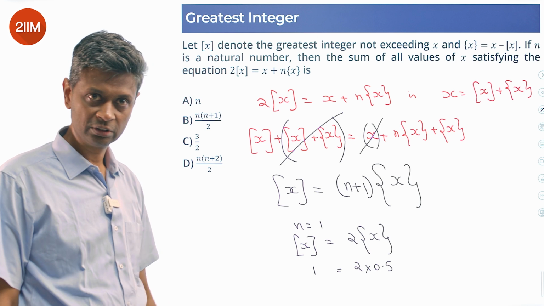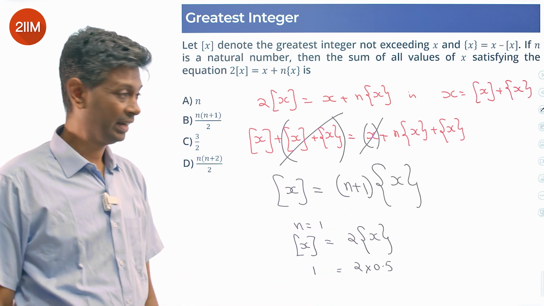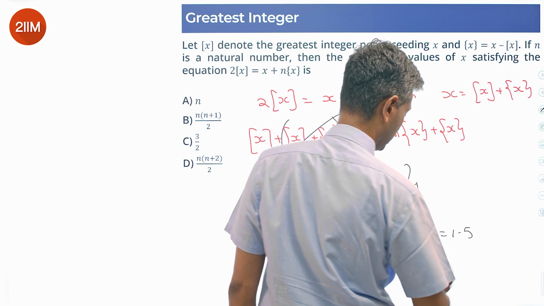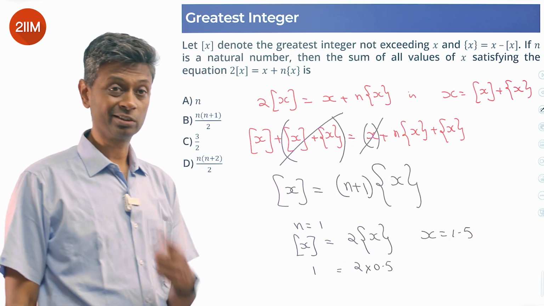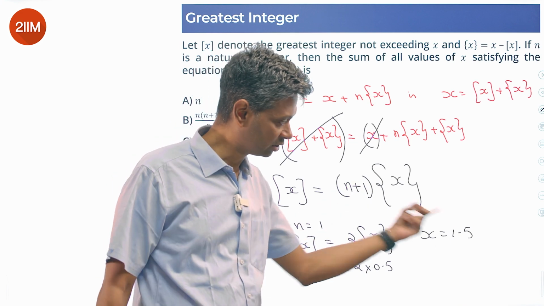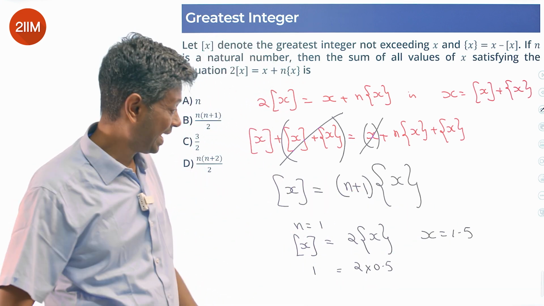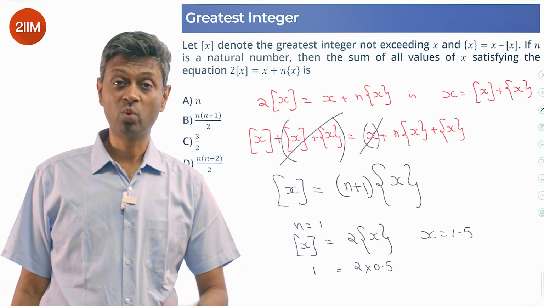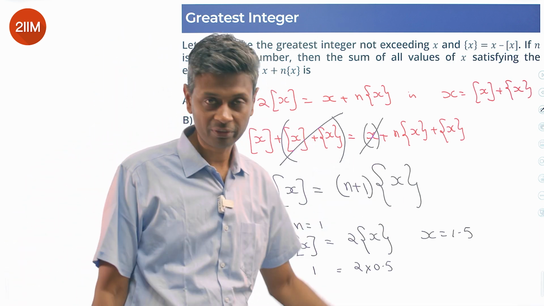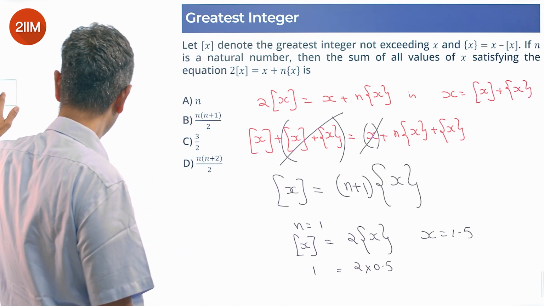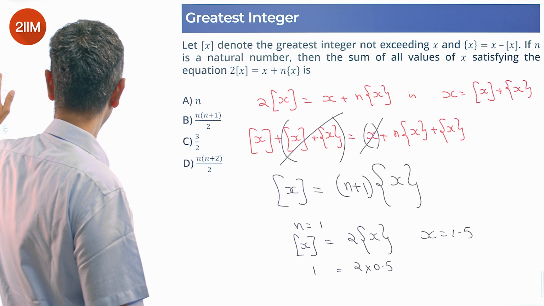The greatest integer should be 1, and the decimal part of x is 0.5. 0.5 into 2 is 1. So when n is 1, we have one solution, x equal to 1.5. I'm going to stop with that. You set the ball rolling on this. Let's grab on and put n equal to 4.